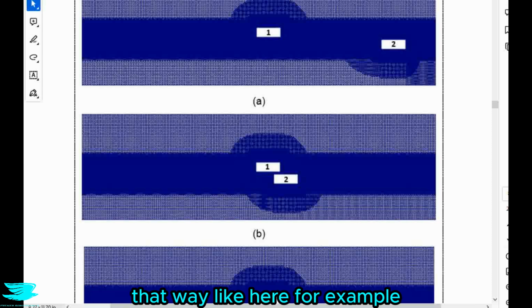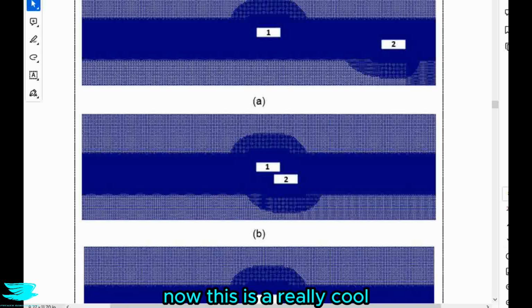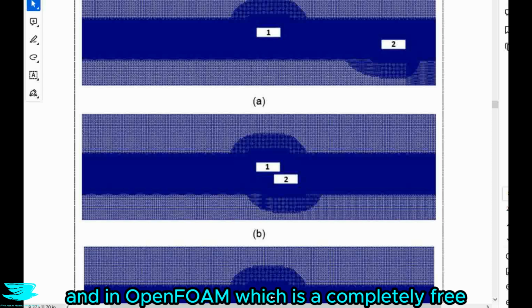That way, like here for example, you can change the location of your object in the domain relative to anything else. That is how they're getting their overtaking car to move through the domain and change its relative position to the upstream car. Now this is a really cool and sophisticated CFD method, and if you want to learn how to do this in OpenFOAM, which is a completely free and really good CFD software, check out our links below where we teach you how to do exactly this.